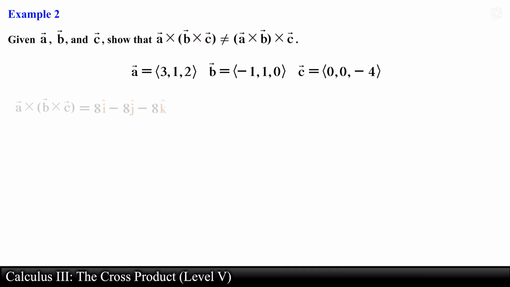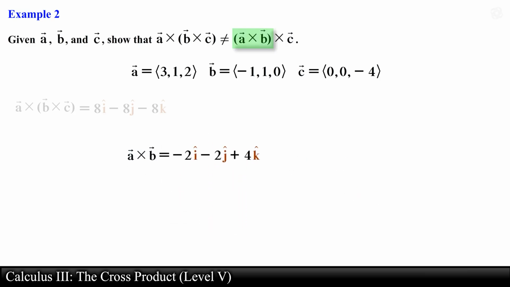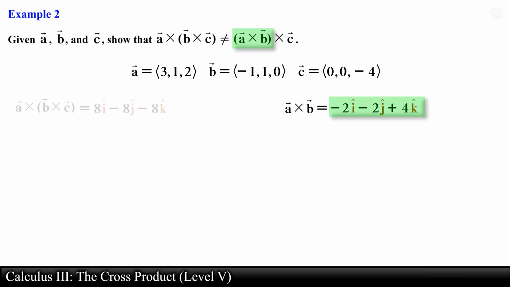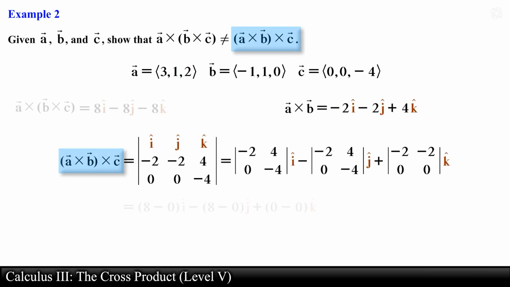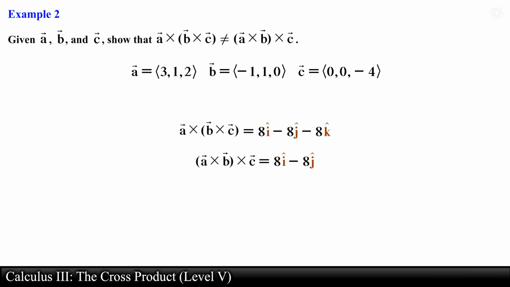Next, we do the same for the right-hand side. So we first find vector A crossed with vector B. Doing that, we obtain the following vector. Next, we take this vector and cross it with vector C, obtaining the following vector. Taking a look at both vectors, we see that they are not equal to one another. This example illustrates that the cross product is not associative. Alright, let's go over the next example.